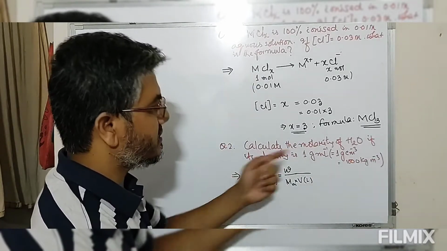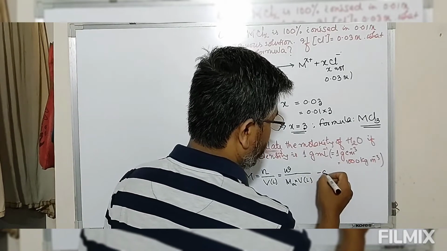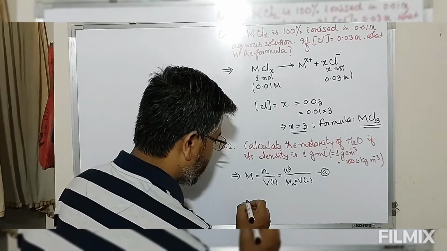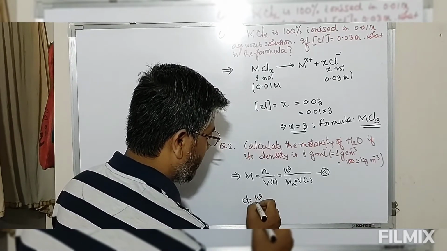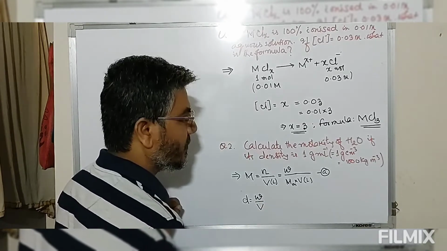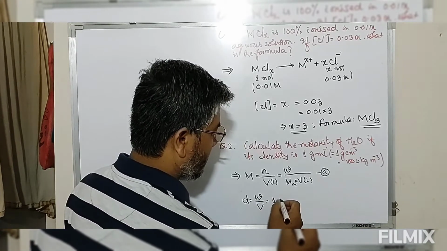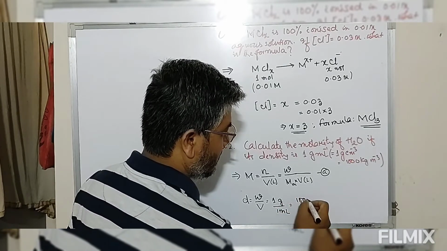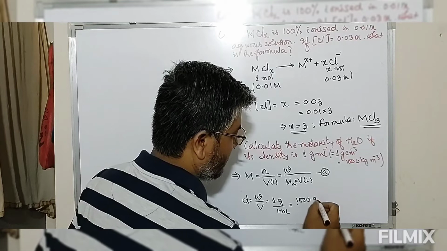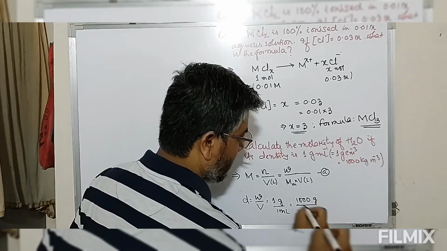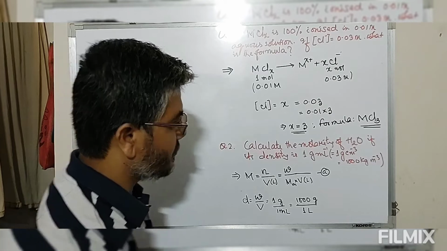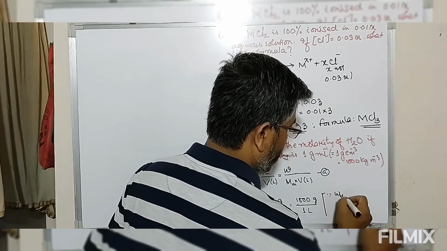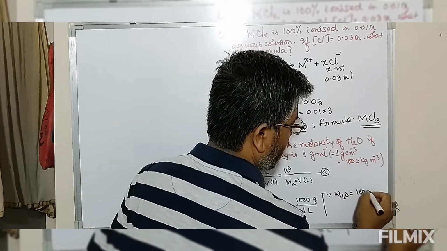Now the question says density is given, so we have to use the concept of density. Density is given as mass by volume, which is 1 gram in 1 ml. So this comes out to be 1000 gram present in 1 liter. So if I take 1 liter of solution, the mass of water is equal to 1000 gram.